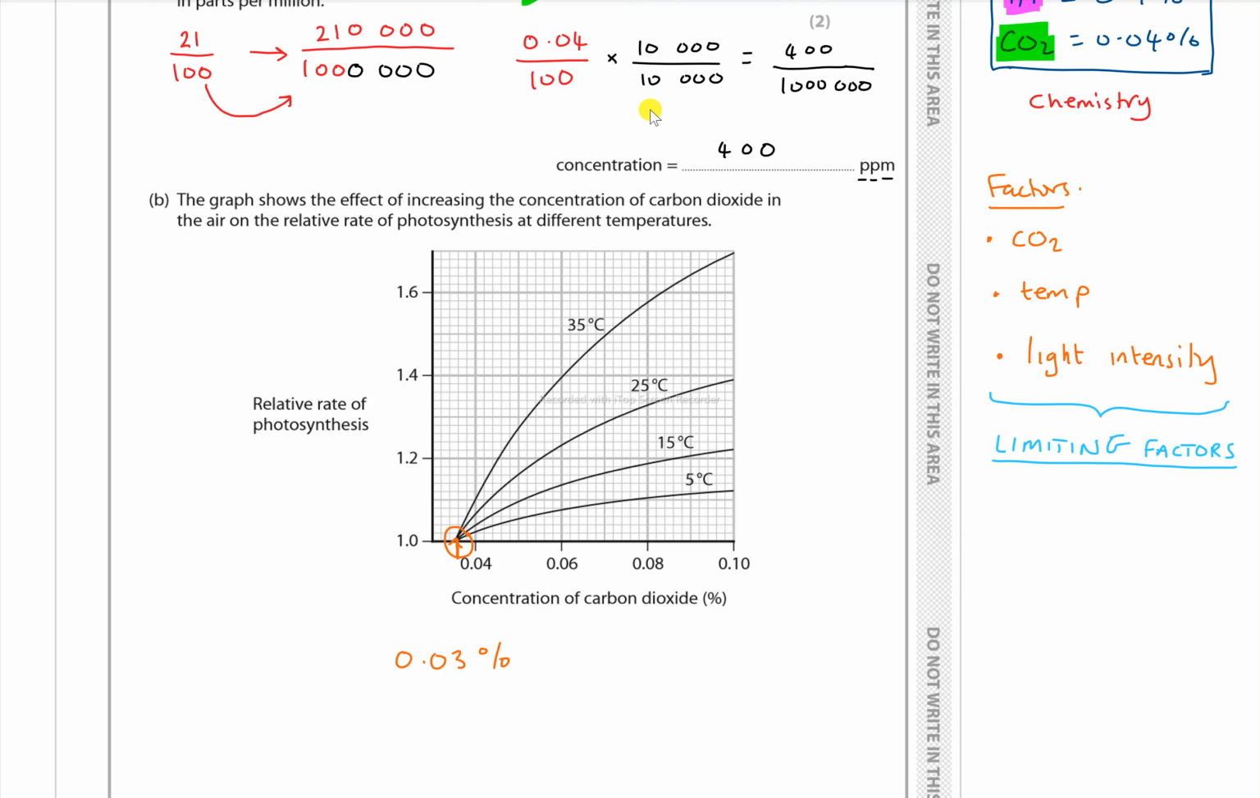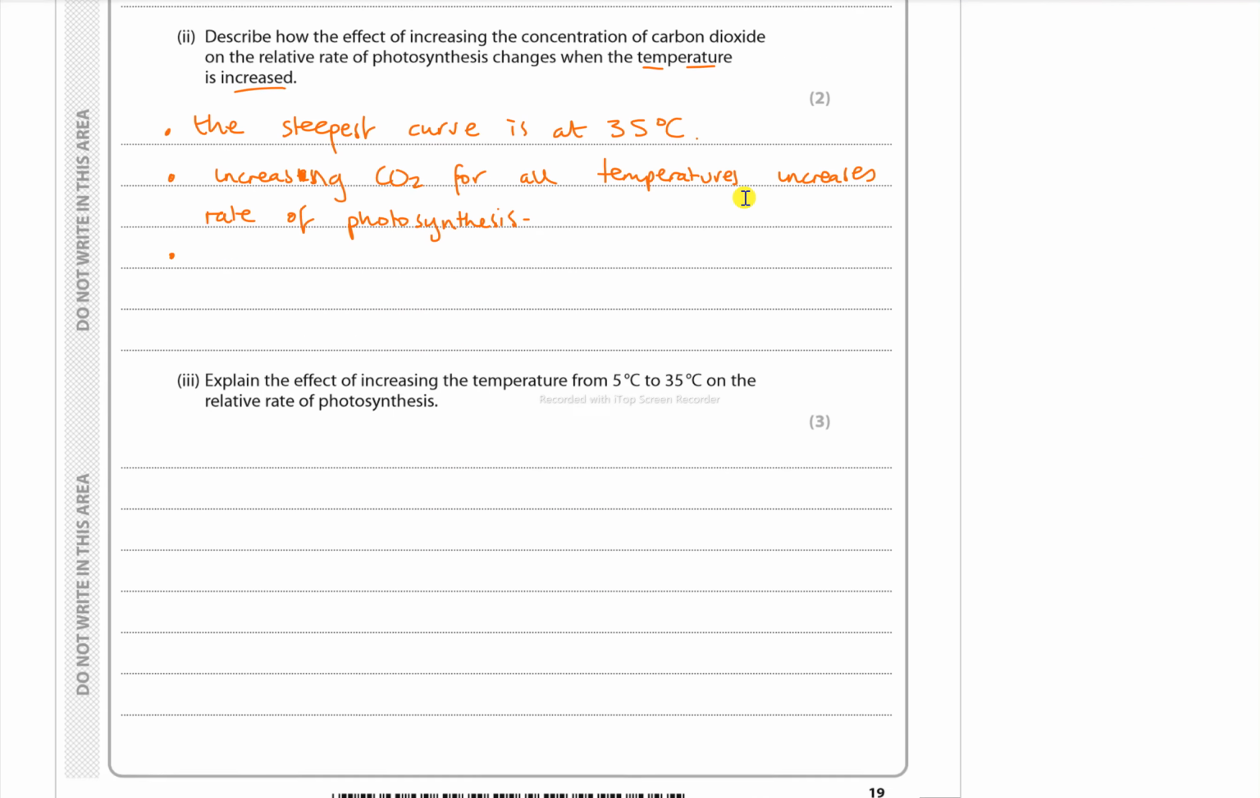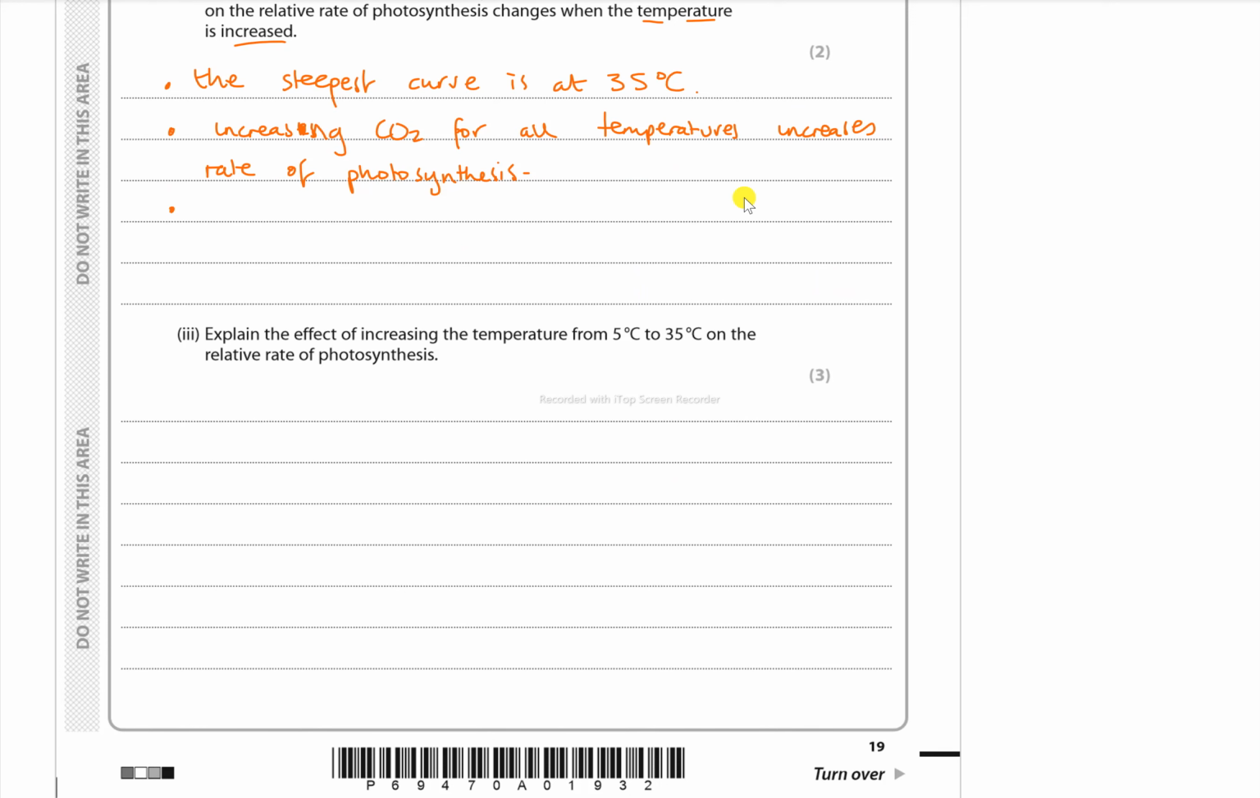So CO2 is the limiting factor there. So we can add that. That's just one more observation, but it's only a 2 marker, so we can just add this. At a CO2 level of 0.03%, the temperature is not a limiting factor.